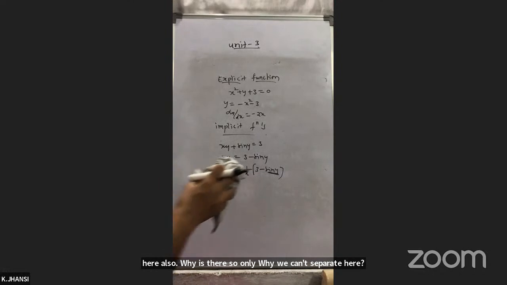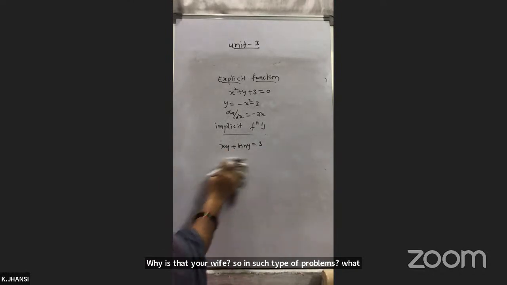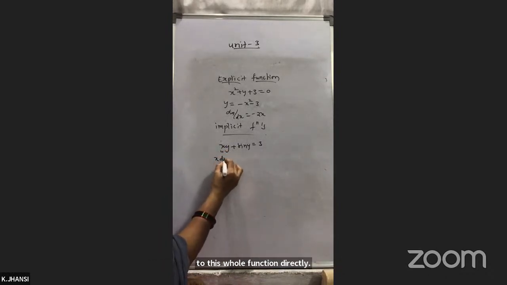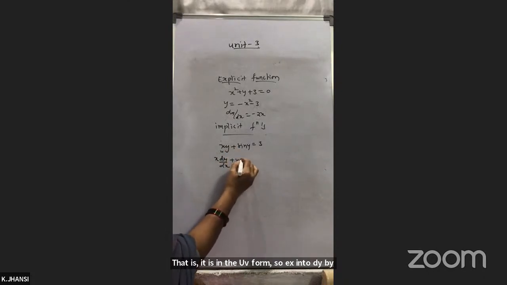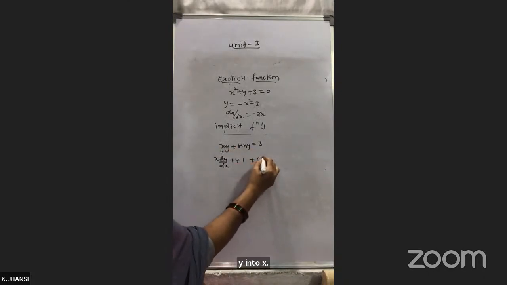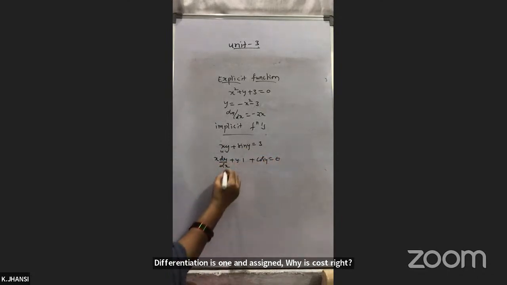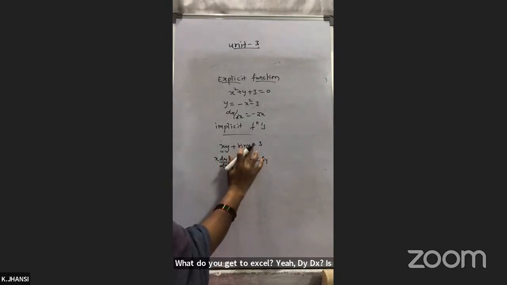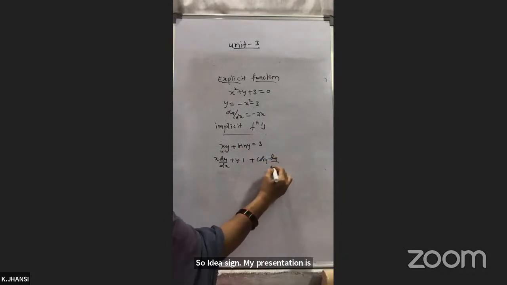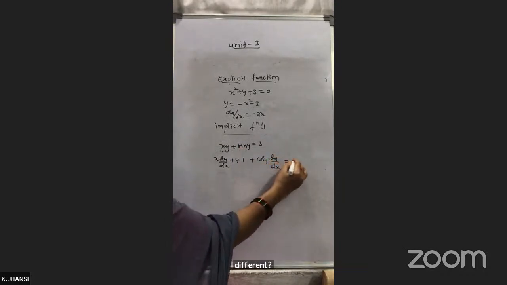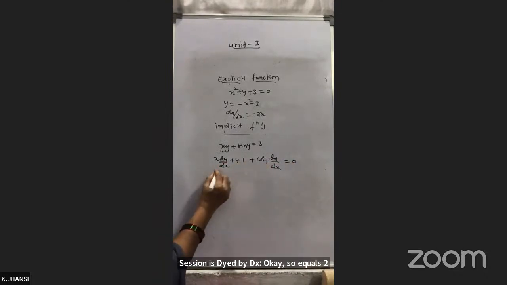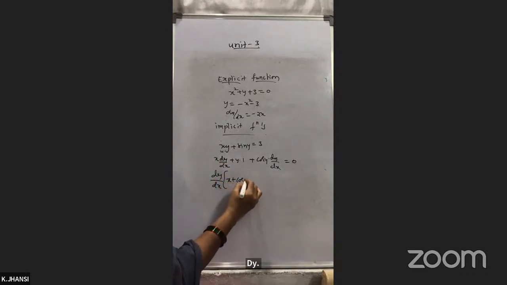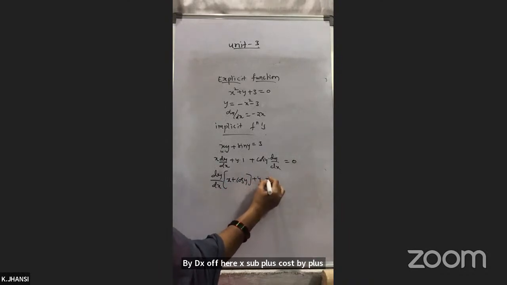So in such problems, we have to do the differentiation of this whole function directly. That is in the UV form. So x into dy by dx plus y into the differentiation of x, which is 1, and sin y differentiates to cos y into dy by dx, and the constant is 0. So we get x dy by dx plus y plus cos y dy by dx equals 0. Here dy by dx is there, here dy by dx. So you can take dy by dx common: dy by dx of (x plus cos y) plus y equals 0.